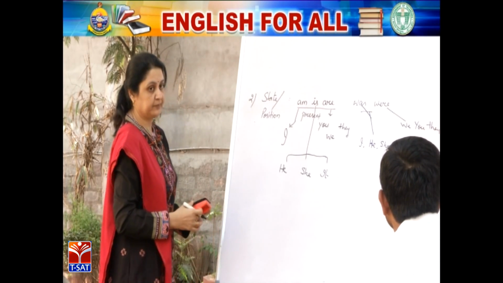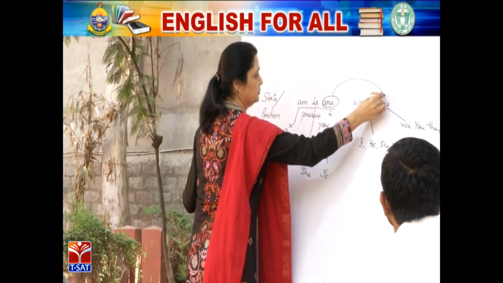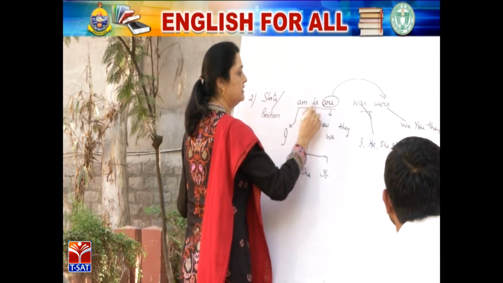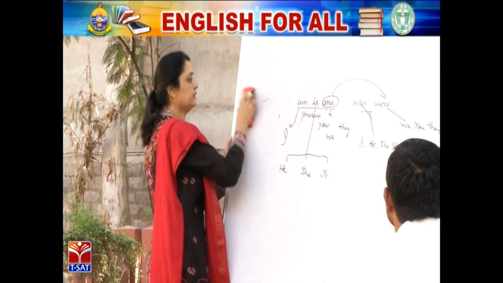In the past, we use were. Right. So then this are in the past tense becomes were, and both this am and is have a common past tense, that is was. They don't have separate past tense here. Okay.